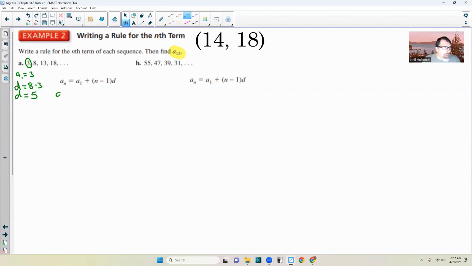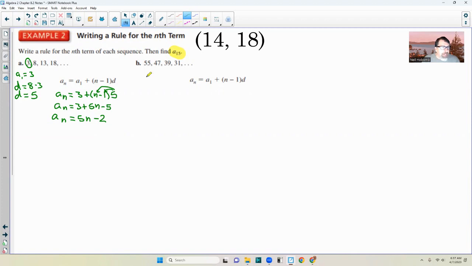So I say a sub n equals a sub 1 plus n minus 1 times d. Okay. And then I simplify this by distributing the 5, and I get a sub n equals 3 plus 5n minus 5, right? Distributing n times 5, 5 times 1 right here. And then I'm simplifying this even further, and I'm going to put the 5n first, and 3 minus 5 is negative 2. So a sub n equals 5n minus 2.